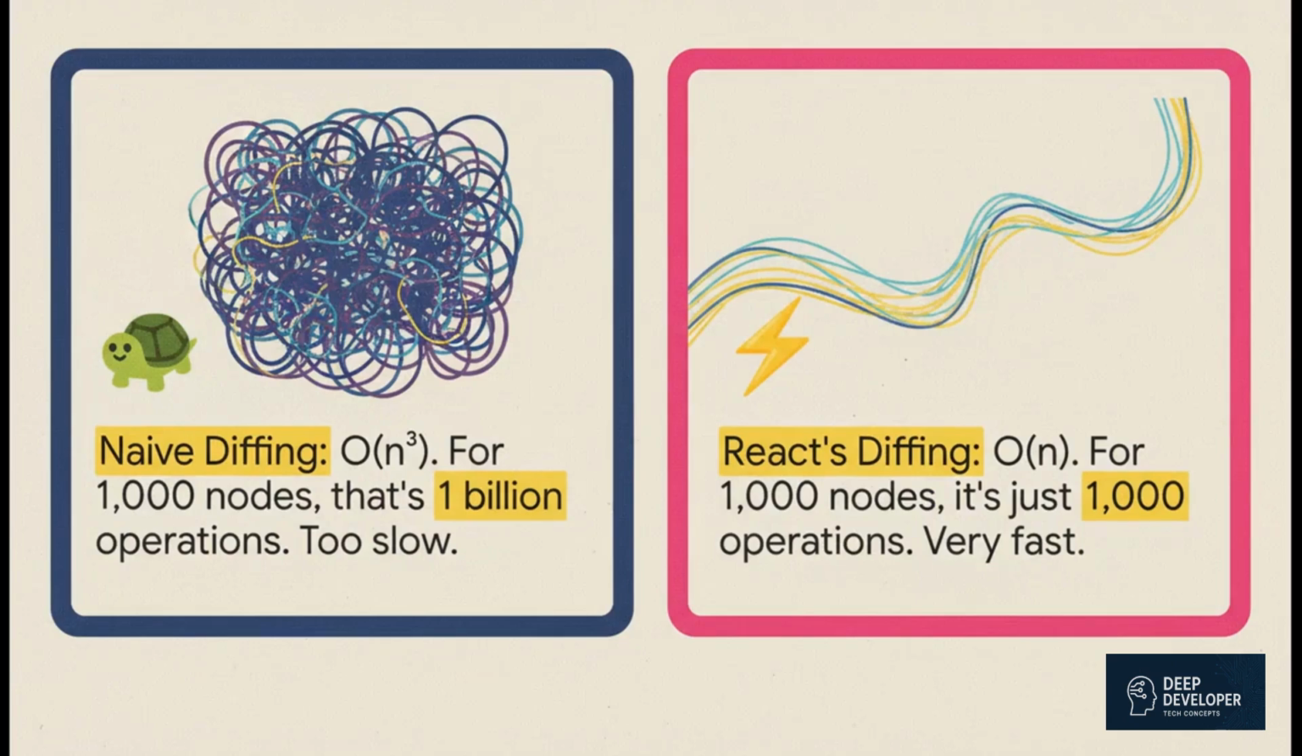And the scale of this optimization is just staggering. Seriously, a basic, naive way to compare 2 trees has a complexity of O(n) cubed. So for a UI with just 1,000 elements, that's 1 billion operations. That's impossibly slow. But React's diffing algorithm, it works in O(n) time. That's linear time. For those same 1,000 nodes, it's just 1,000 operations. That's the magic right there. That's what makes React feel so instantaneous.